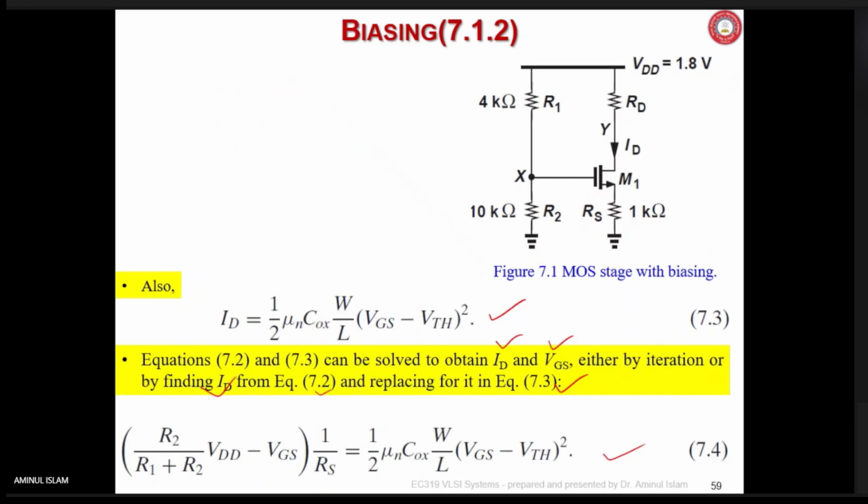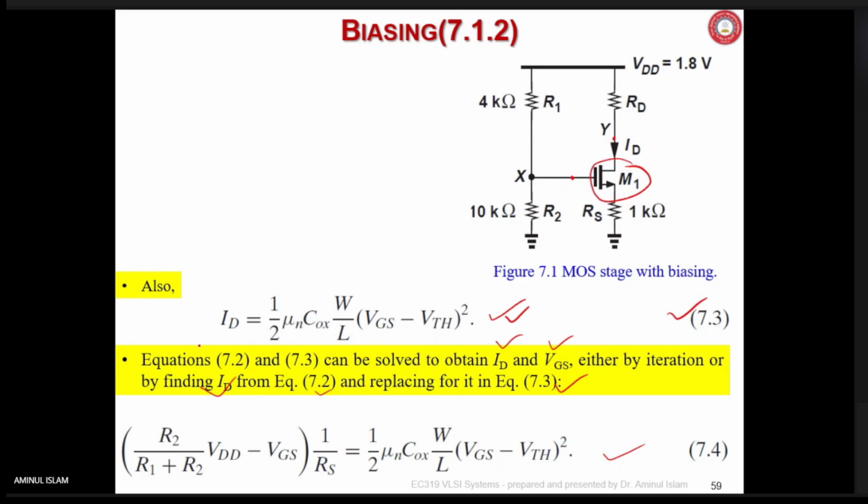Okay. Also, we know the current equation of the device. This is equation number 7.3. It is well known to us. In the saturation region, we are always saying that MOSFETs in amplifier circuits are biased in such a way, with DC bias, that this voltage and this voltage are such that it is operating in the saturation region. That's why we are writing the saturation region current equation.